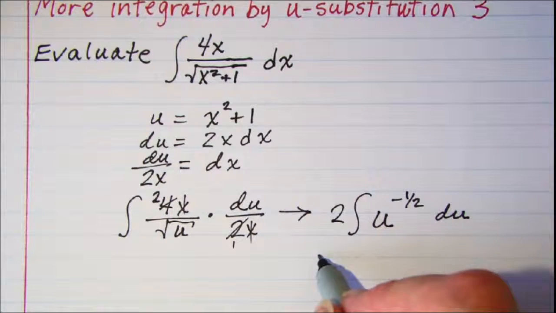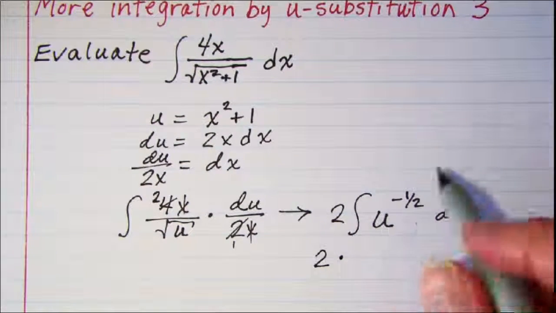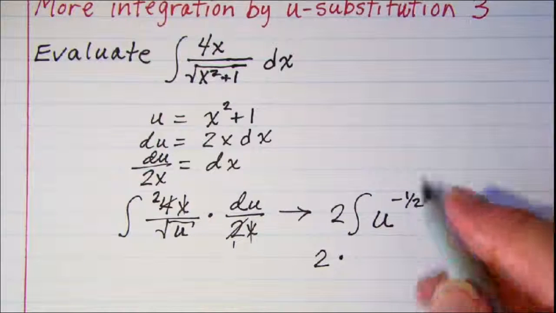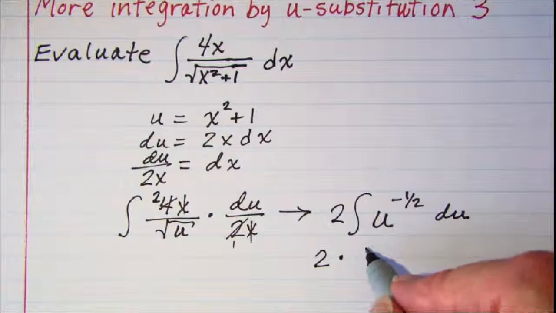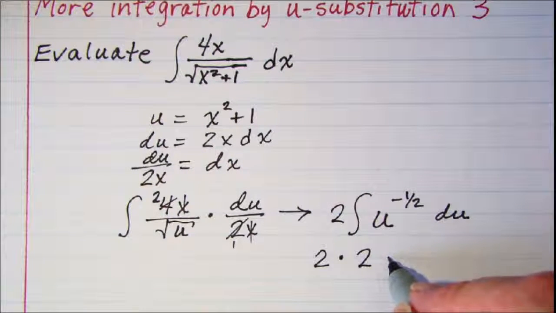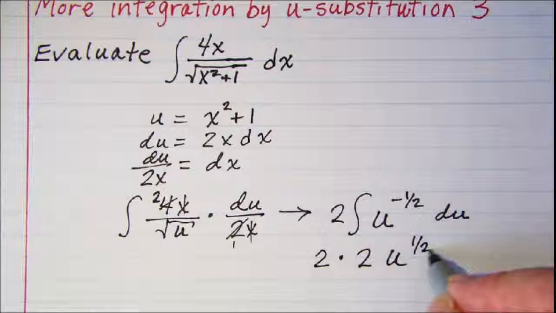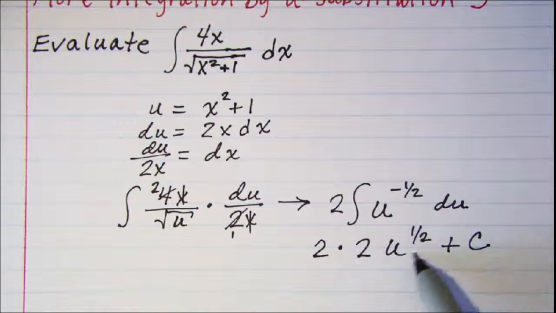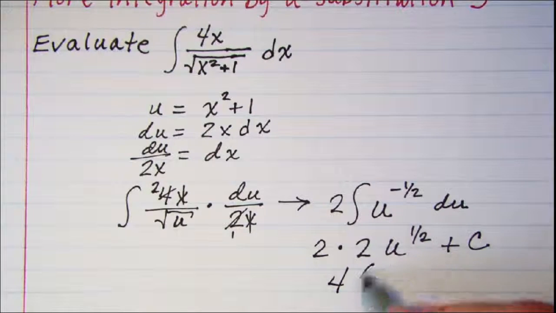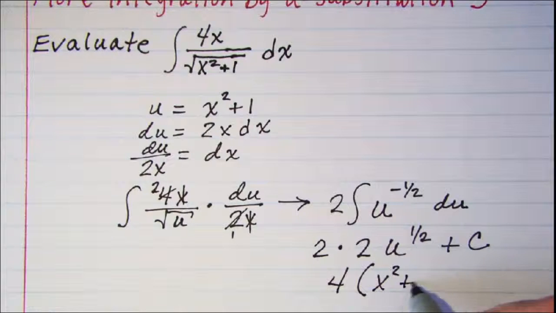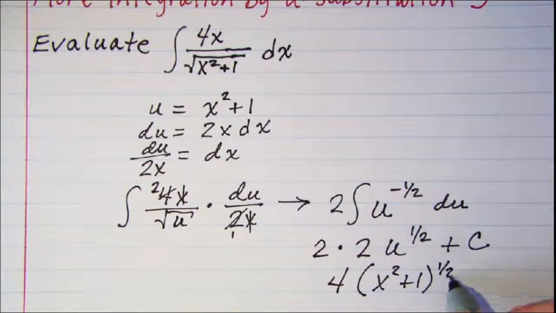Now when I integrate, when I increase the exponent by 1, I get 1/2, and then divide by that new exponent. So dividing by 1/2 is the same as multiplying by 2. So 2 times 2u to the 1/2 plus a constant. So then if we sub back in, we get 4 times x squared plus 1 to the 1/2 plus c.